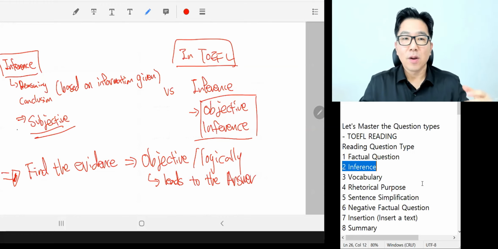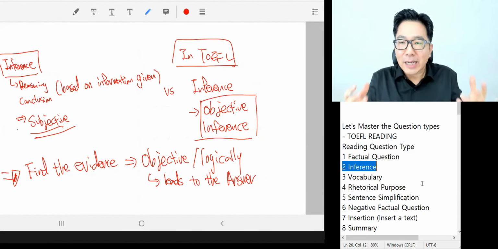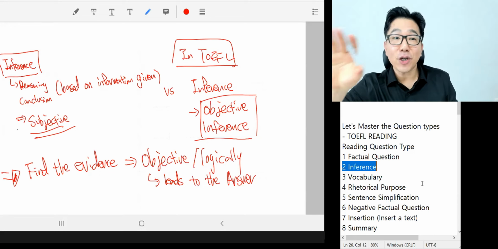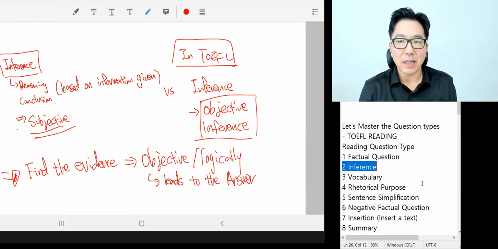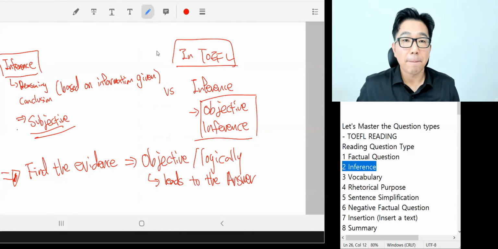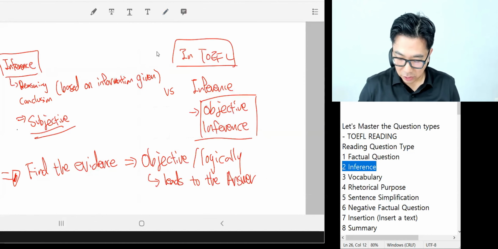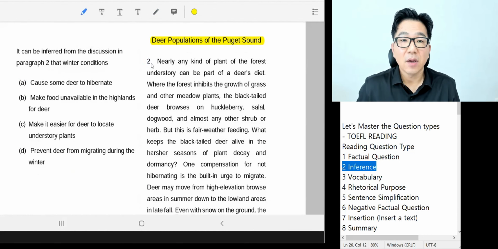Okay. So a lot of students get this question wrong because it's inference. They get a little creative, they get a little subjective, and based on that information, I think this is right. Okay. I mean, that's a really bad strategy, right? Okay. Let's look at the question and solve it together. Okay. Today we are covering paragraph 2 and we are covering inference question type. Okay. Nearly any kind of plant of the forest understory can be part of a deer's diet.